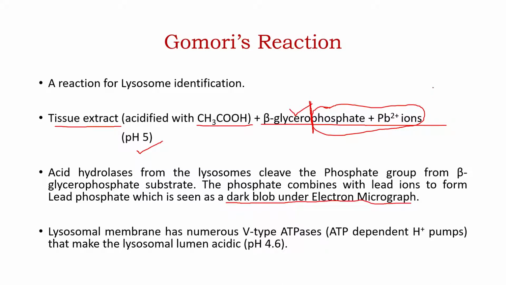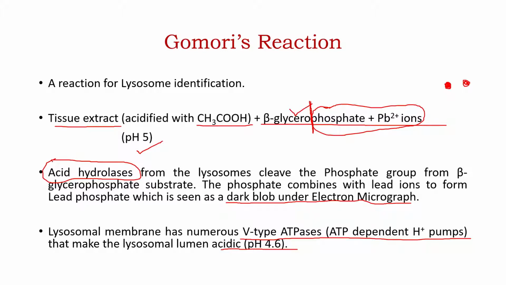So whenever this reaction is conducted and an electron micrograph is taken, if you see very large dark blobs, that is when we say lysosomes are present in the tissue extract. The lysosomal membrane has numerous V-type ATPases, which are nothing but ATP dependent H+ pumps. These proton pumps are responsible for acidification of the lysosomal lumen. The lysosomal lumen is made acidic to a pH of 4.6, and this is absolutely necessary for the function of acid hydrolases or lysosomal enzymes.